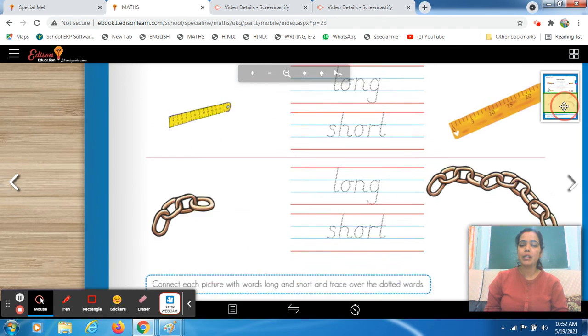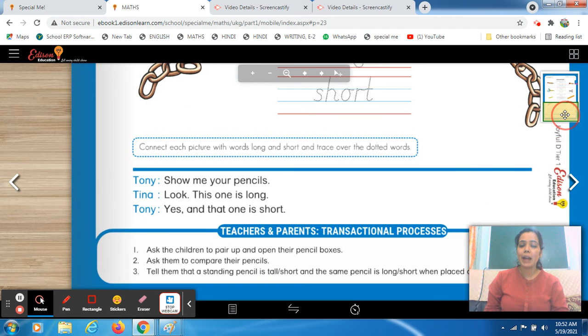Okay, now we will see what is given below and then we will start. Connect each picture with words long and short and trace over the dotted words. तो आपको हर एक पिक्चर को long and short के साथ सबसे पहले match करना है and then you have to trace the dotted words. The words which are given to you over here, you have to trace them.